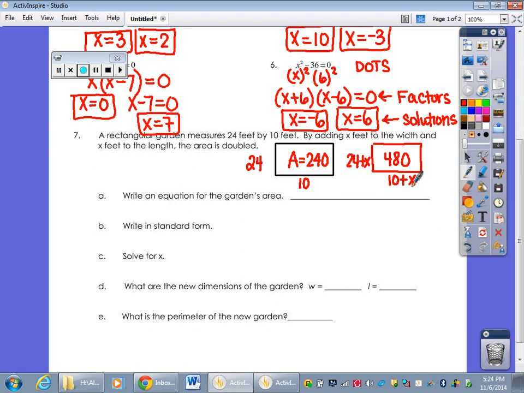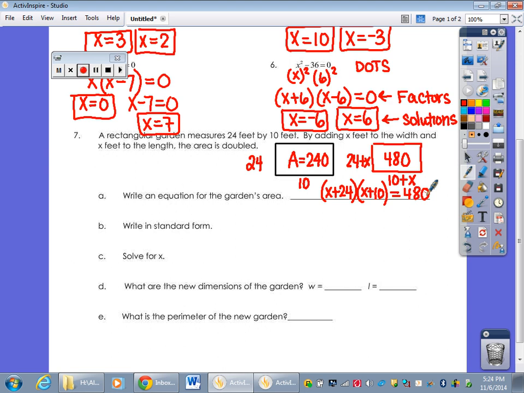Now, it asks to write an equation for the garden's area, okay, so the new garden. So our equation is going to be x plus 24, I just turned that around, times x plus 10, again just turned it around, and length times width is equal to area, which in this case is 480 feet.